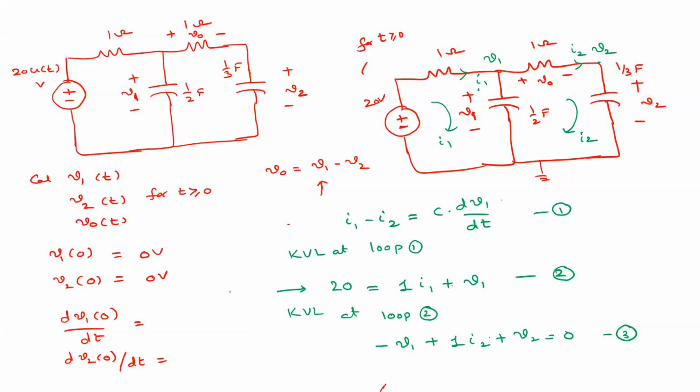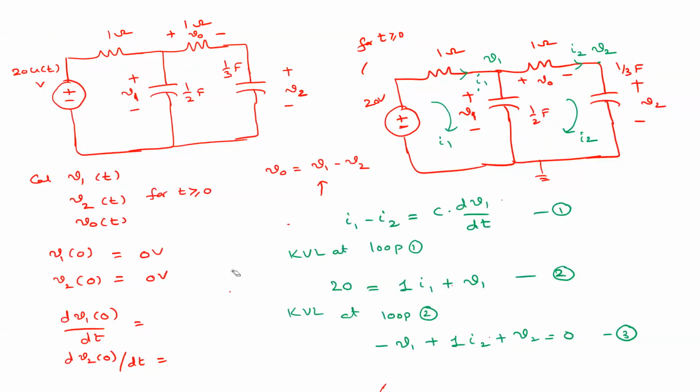Sir, I1 we can write as C dV1 by dt. We can subtract I1 minus I2. In the second and third equations, subtracting. Yeah, if you subtract the second and third, what will you get? I1 minus I2. So if you subtract 3 and 2, this is the one you're trying to say. Okay. So what will you get? V1 minus V2 is equal to 2V1 minus V2.